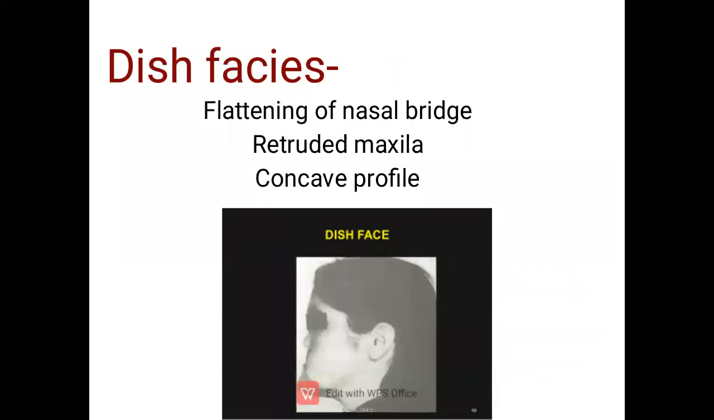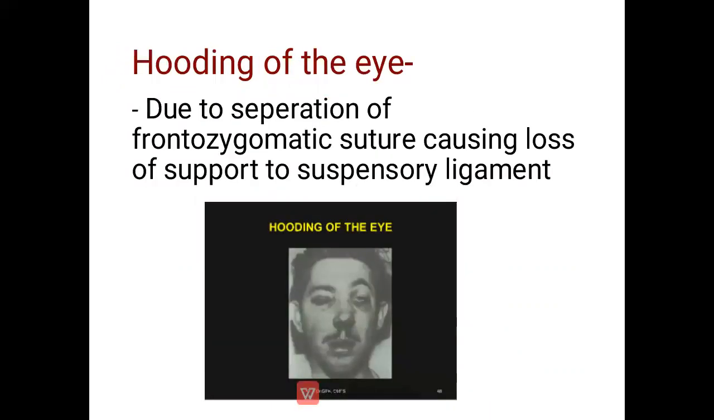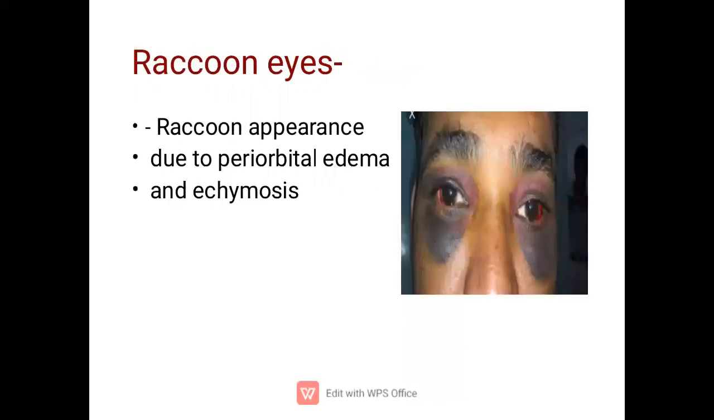Then dish face, as we have seen in the diagram, and the concave facial profile, and due to these three features we see dish face appearance. Then hooding of the eye. Hooding of eye is seen due to separation of the frontozygomatic suture, which causes loss of support to the canthus. Then raccoon eyes. Raccoon eye appearance is due to periorbital edema and ecchymosis.